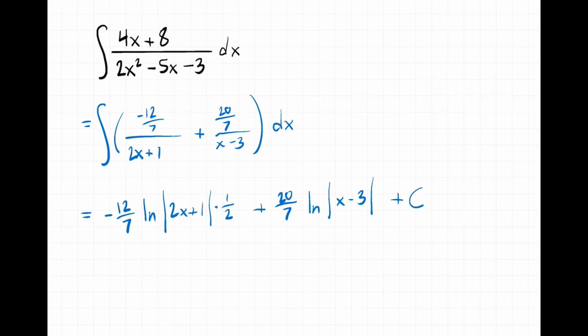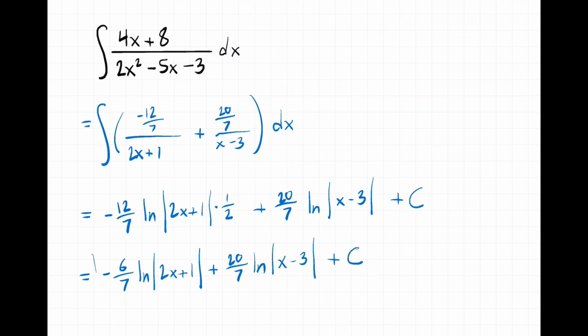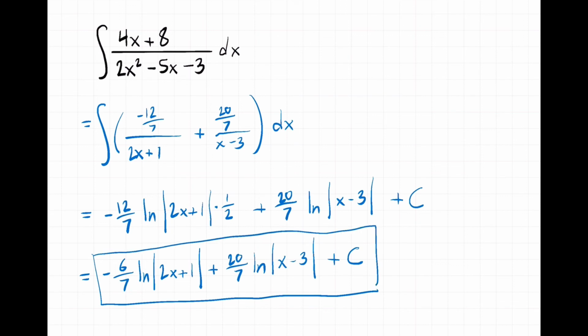And as a final step, perhaps I will try to clean up my coefficients a little bit here. So this equals negative 12/7 times 1/2, that is negative 6/7, times the natural log of the absolute value of 2x plus 1, plus 20/7 times the natural log of the absolute value of x minus 3, plus a constant. I would say this is a quite sufficient simplified version of our answer.